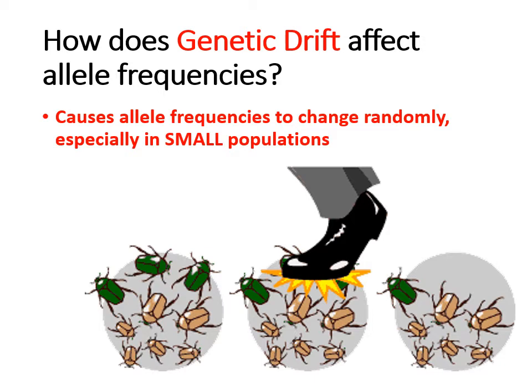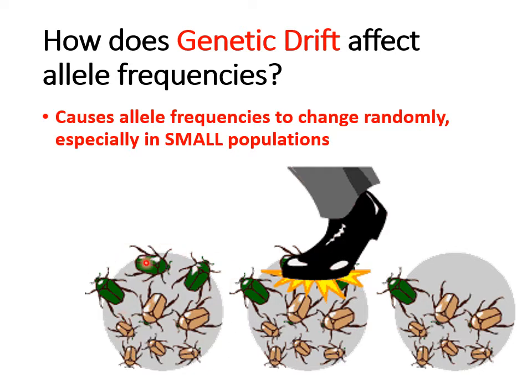The next thing that can change allele frequencies in a population is genetic drift. And in this case, you have allele frequencies changing randomly. Okay, and in some cases, that may even change alleles that actually decrease fitness. And it might change the frequency to increase them, to make them more common in a population. Because what you see here with genetic drift, you're getting a change in allele frequencies randomly, especially in small populations.